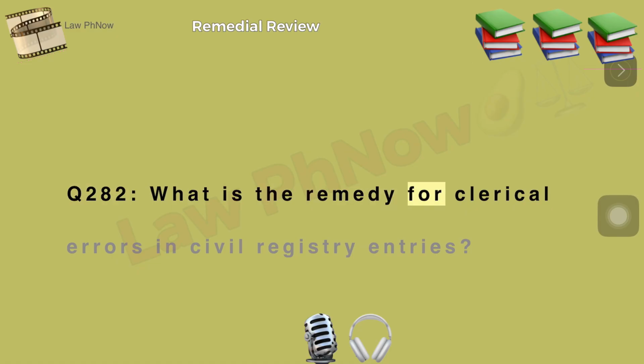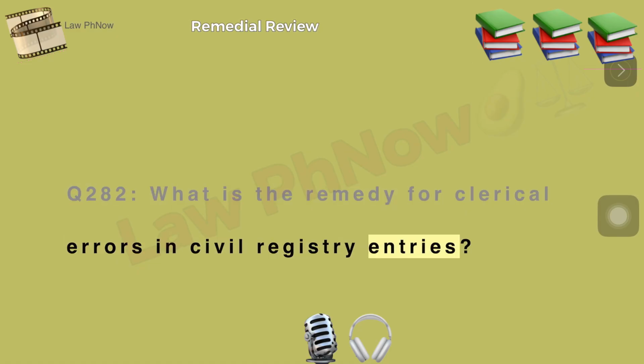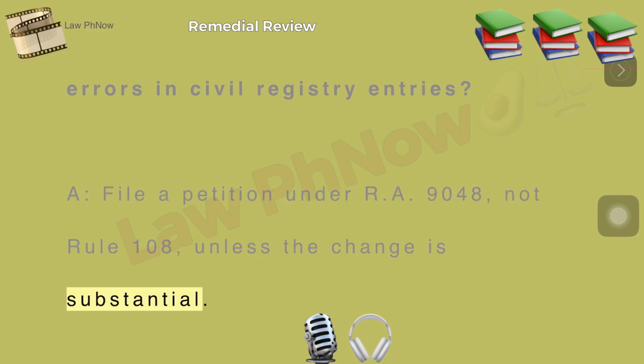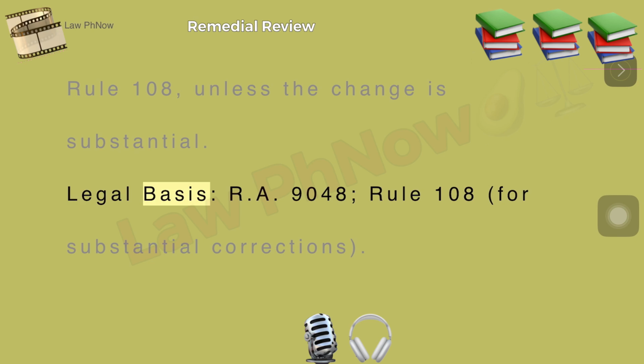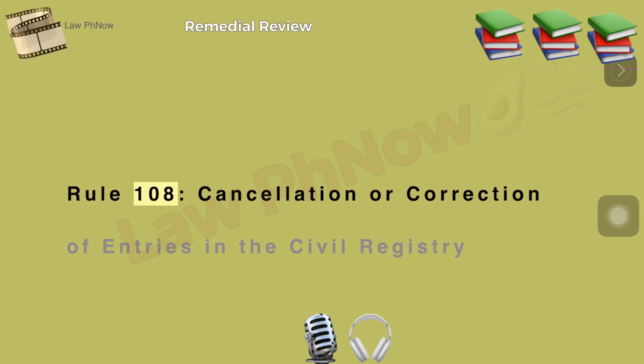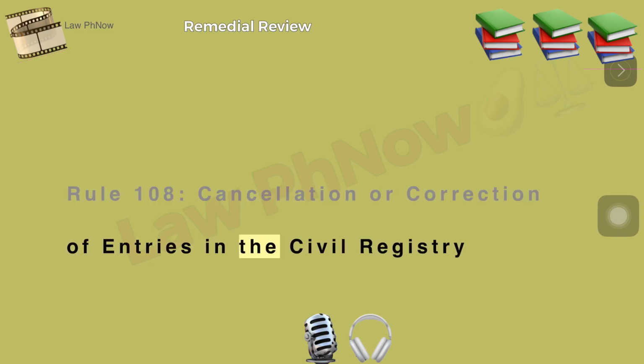Q282, what is the remedy for clerical errors in civil registry entries? A. File a petition under RA 9048, not Rule 108, unless the change is substantial. Legal basis, RA 9048, Rule 108, for substantial corrections. Rule 108, cancellation or correction of entries in the civil registry.